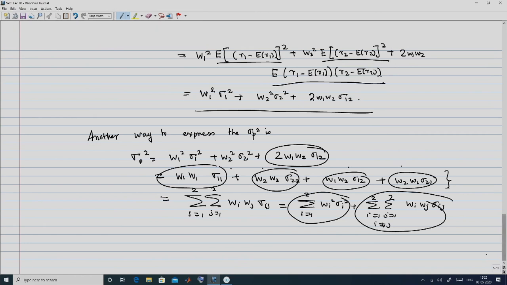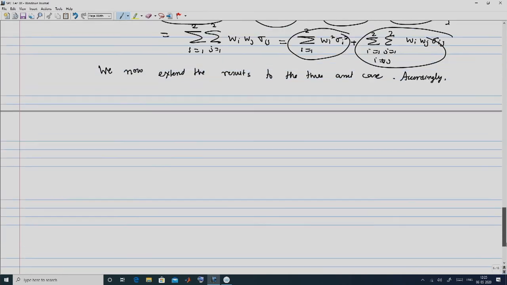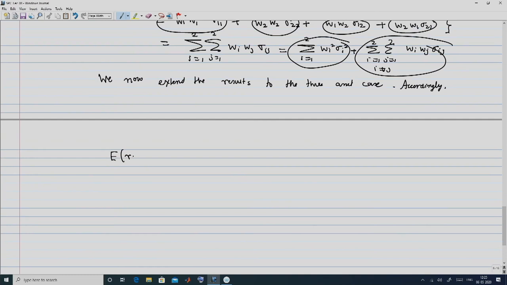Alright, so now that we are done with the case of two assets, we now extend the results to the three asset case. So, accordingly, the expected return and variance are going to be given by, so E of R p is going to be W 1 E of R 1 plus W 2 E of R 2 plus W 3 E of R 3.